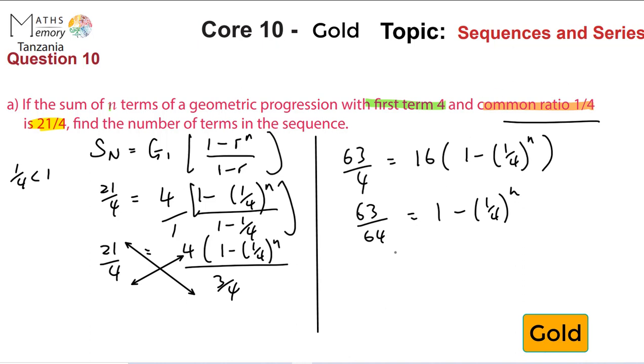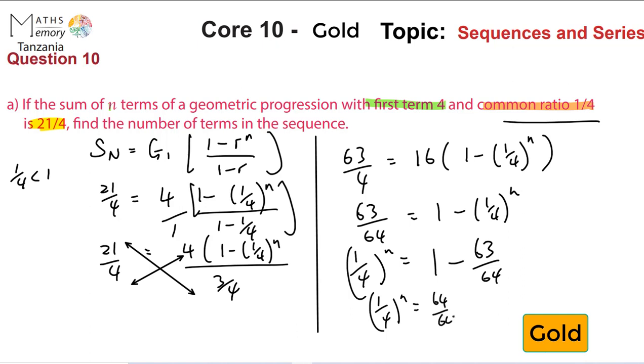We could just swap these around. We could say, if you see this, 1 quarter to the power of n will be the same as 1 take away 63 over 64. 1 quarter to the power of n will equal 64 over 64, same denominator over here, over 64, which in turn will basically be 1 over 4 to the power of n will equal 1 over 64. Okay, now what is the value of n? N to the power of what gives you this?